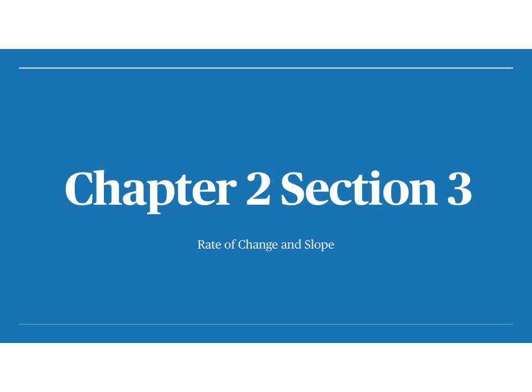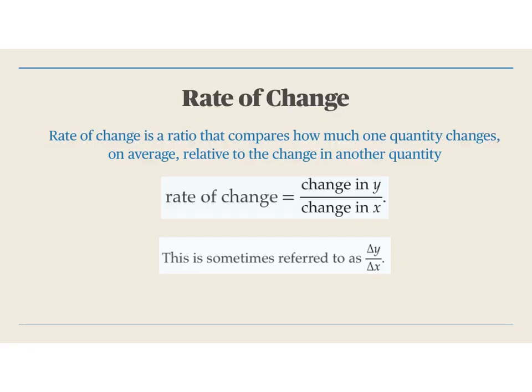All right, in Chapter 2, Section 3, we are going to learn about rate of change and slope. So rate of change and slope are the same thing. However, slope deals with lines, and rate of change is the same thing as slope, but it's when it's not a line. So we use slope when we have a straight line. Rate of change we need to use when it's not a line. But they are the same thing.